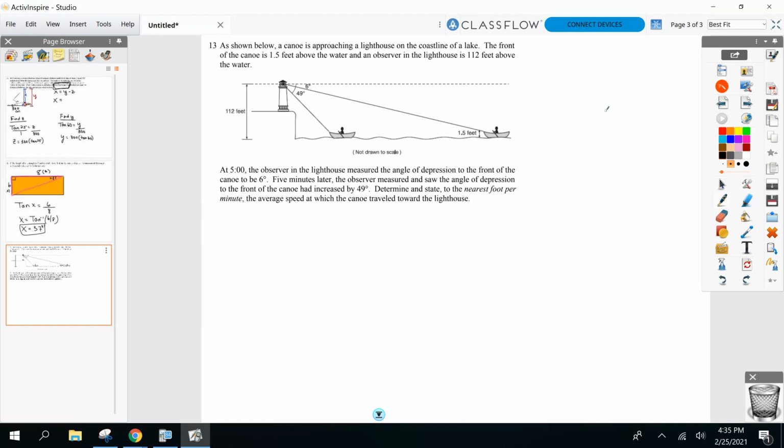So not everything is labeled here yet. We've got an angle of depression of 6 degrees. 5 minutes later, the observer measured and saw the angle of depression was 49 degrees. Got it right there. Determine and state to the nearest foot per minute the average speed at which the canoe traveled towards the lighthouse. Okay, so what we're asked to find is, well, first what I need to find is how many feet the canoe traveled between the first observation and the one 5 minutes later, if I'm going to figure out the nearest foot per minute.